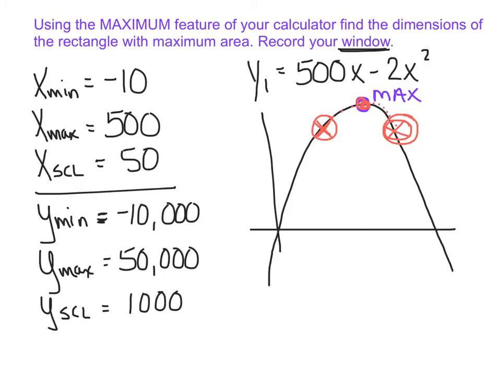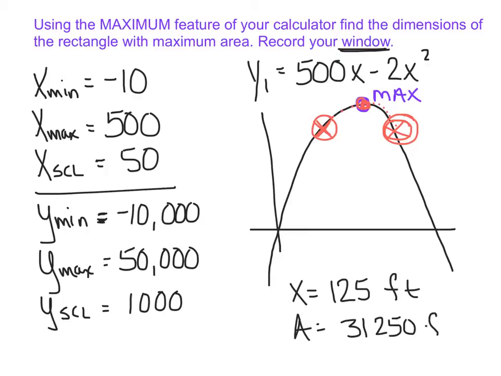And my calculator says that the maximum will occur when x equals 125 feet, and that would force the area, or the y value, to be 31,250 feet squared. And ladies and gentlemen, that's one big pasture right there. That's a lot of square footage, a lot of grass for those cows to munch on.